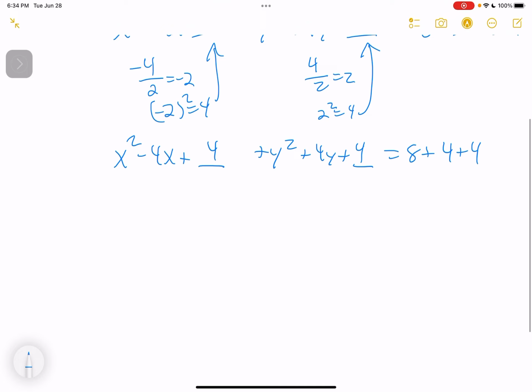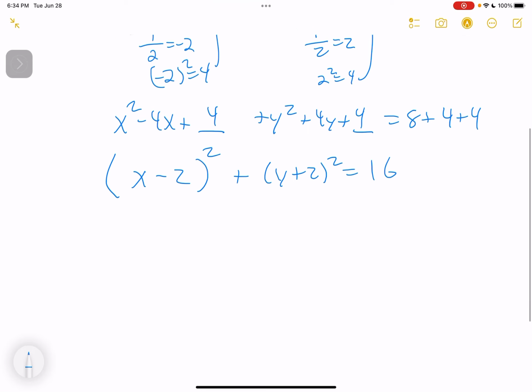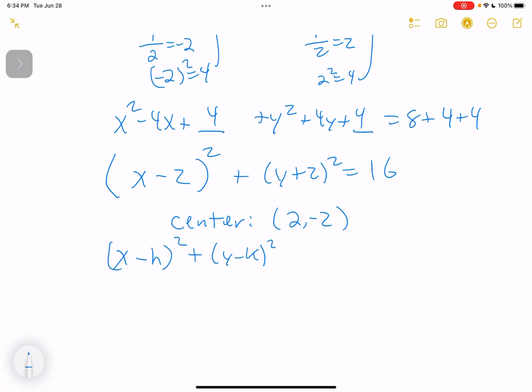Now, this is a perfect square trinomial, and I would hope that you're good at factoring this now. So we have x minus 2 squared. We made it a perfect square trinomial. That's what completing the square does. And then we have y plus 2 squared equals 16. Now it's in the standard form for a circle, so our center is located at 2, negative 2, because if you remember, our standard formula for this is x minus h squared plus y minus k squared equals r squared. The r squared is 16, so that means r must be 4.